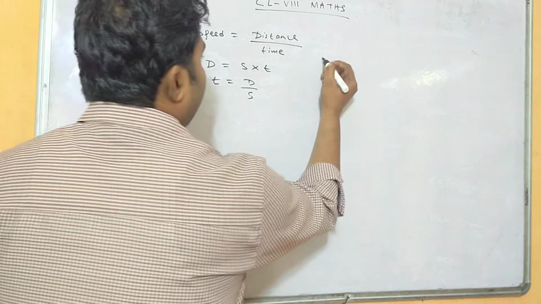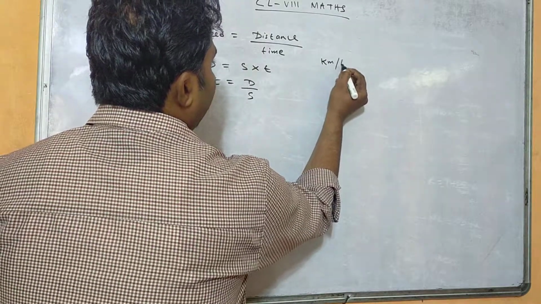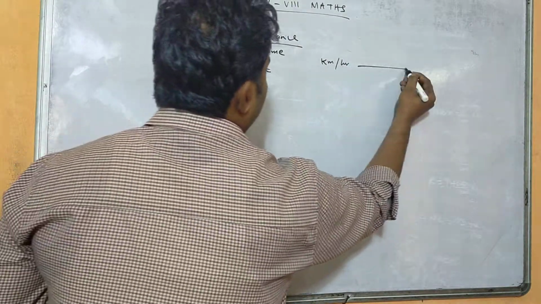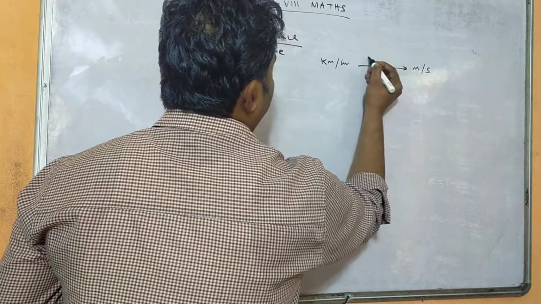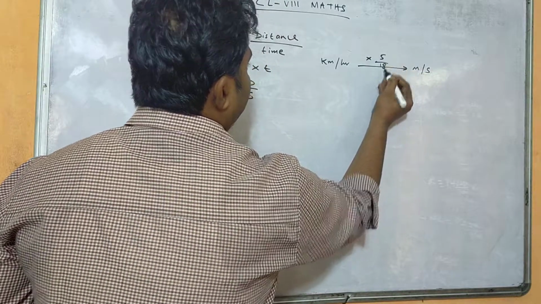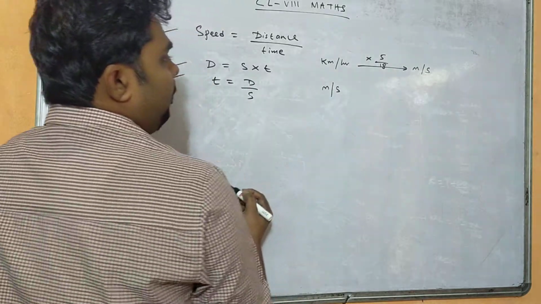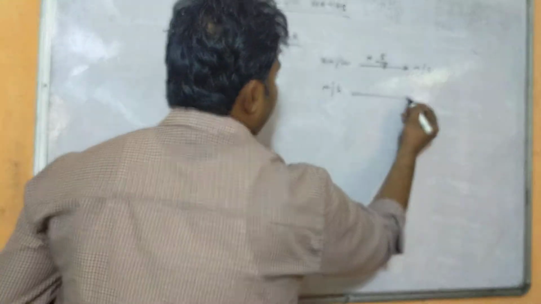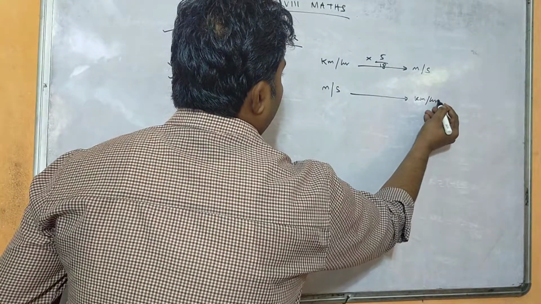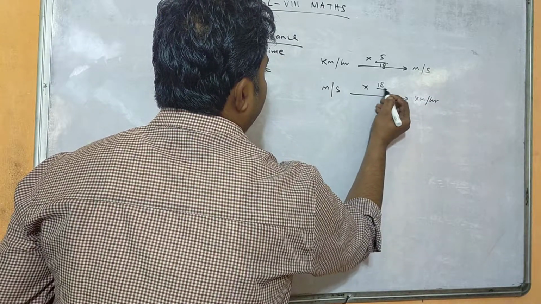Also, if your answer is in kilometer per hour and you need to convert to meter per second, that means you have to multiply by 5 by 18. If your answer is in meter per second but you need to convert to kilometer per hour, you need to multiply by 18 by 5.